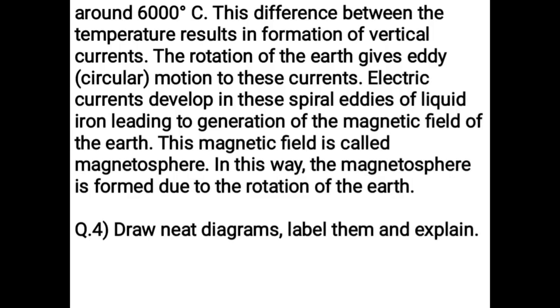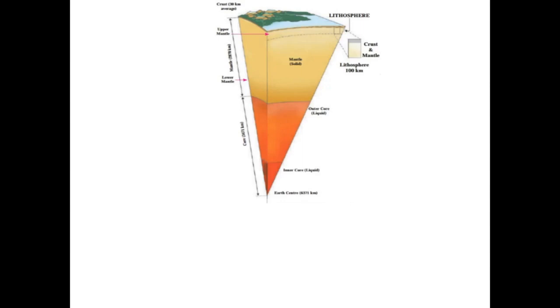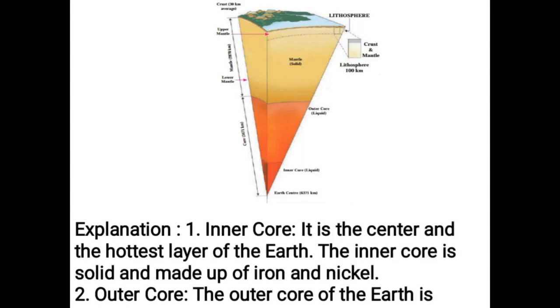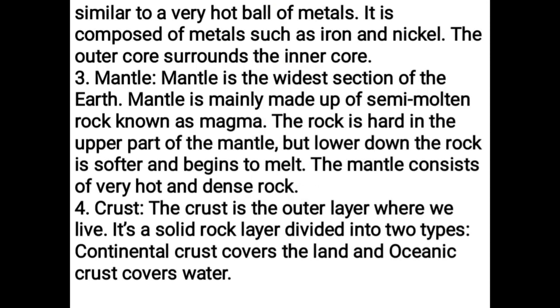Draw neat diagrams, label them and explain. The interior of the earth. Explanation. Inner core. It is the center and the hottest layer of the earth. The inner core is solid and made up of iron and nickel. Outer core. The outer core of the earth is similar to a very hot ball of metals. It is composed of metals such as iron and nickel. The outer core surrounds the inner core.